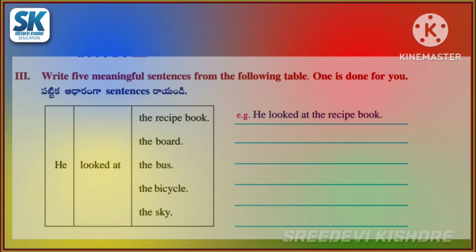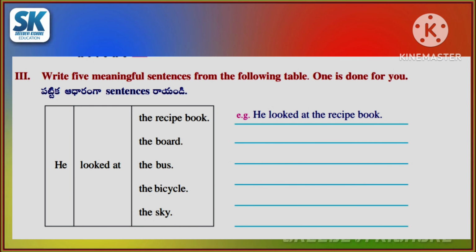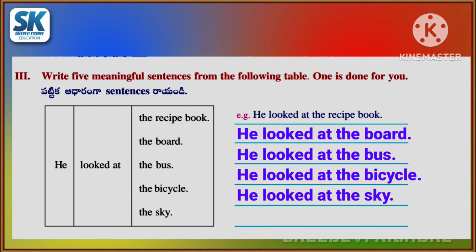Write 5 meaningful sentences from the following table. One is done for you. He looked at the recipe book. He looked at the board. He looked at the bus. He looked at the bicycle. He looked at the sky.